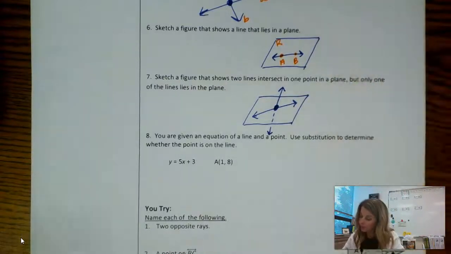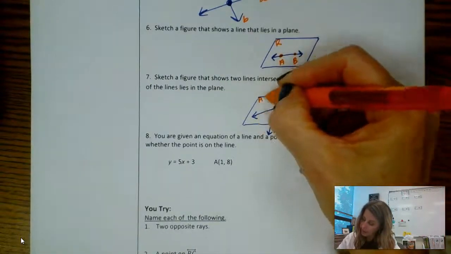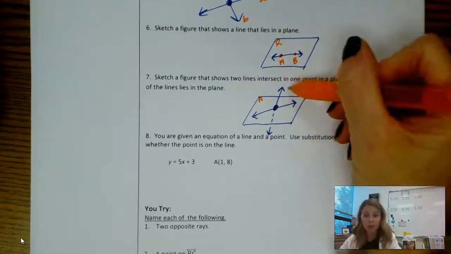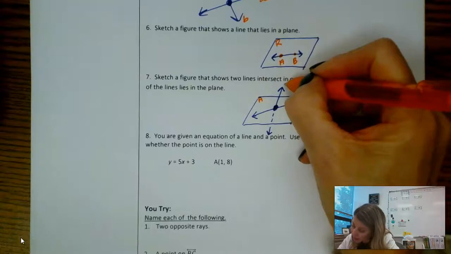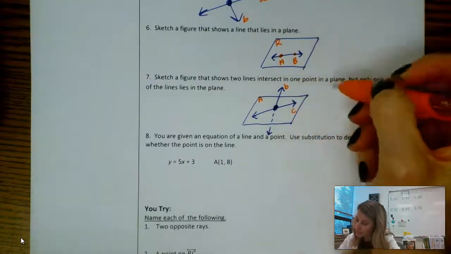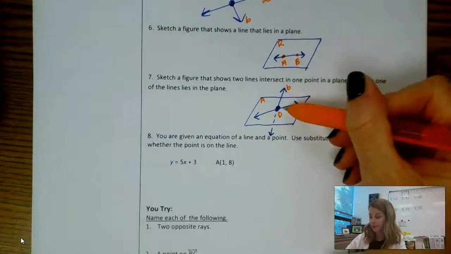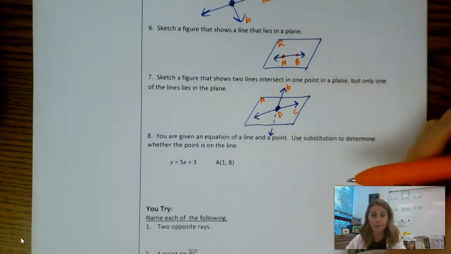So I want to name my plane. Let's just call it A. I'm going to name my lines by putting letters by the arrowhead. So I'm going to call this line B and line C. And then this point right here, let's call D. And notice I used a capital letter because we always put capital letters by points.